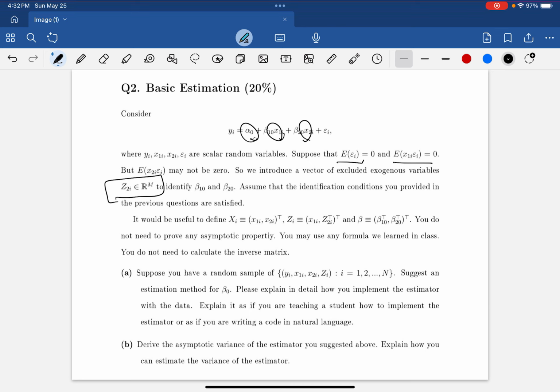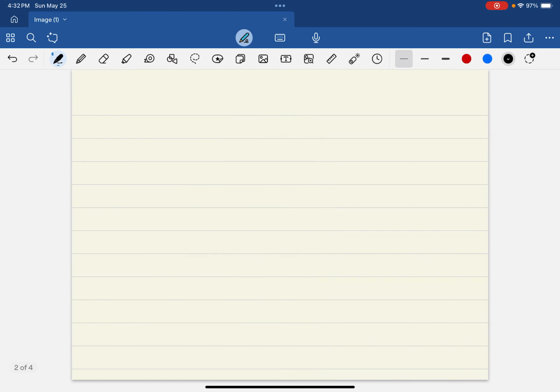So as you may know, there are two different methods, two-stage least squares or GMM. First, I wanted to say that two-stage least squares and GMM are in the end the same, right? Under some conditions like homoscedasticity. But I want you to understand what their benefits and disadvantages are.